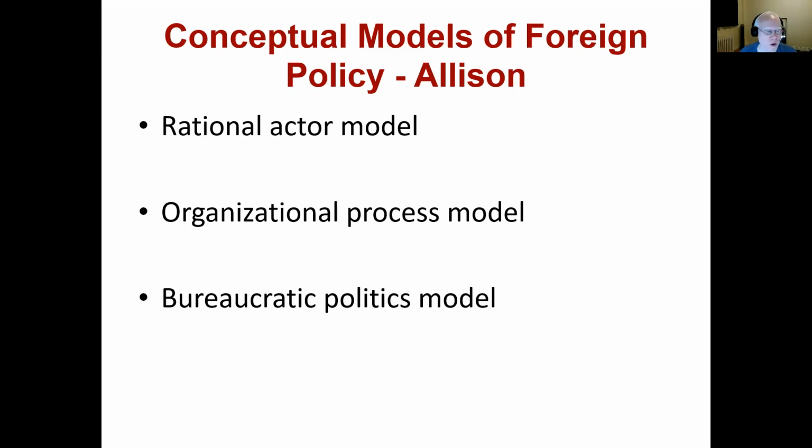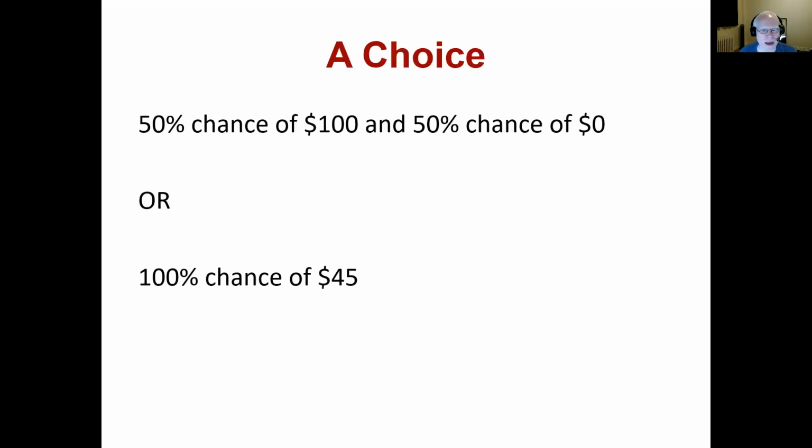So we're going to review each of those, and then we'll move on to some alternative viewpoints on how foreign policy decisions are made. So we'll start with the rational actor model. And before we get into how Allison talked about the rational actor model, I just want to review a little bit of how rationality and decision making is looked at in political science and economics and psychology when it comes to making choices rationally.